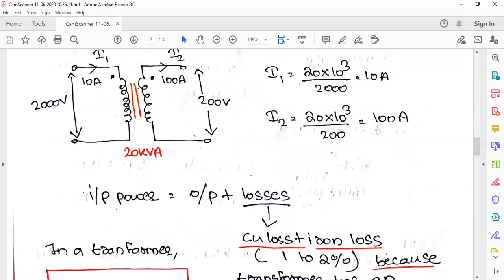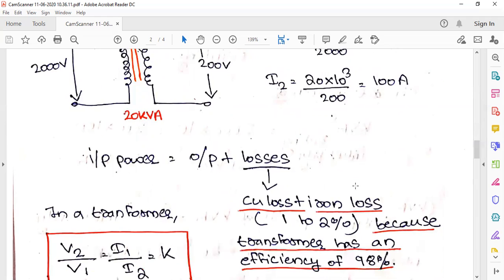You know input power is output plus loss, and efficiency has already been studied. The losses are copper loss and iron loss, which will be just 1 to 2%, because the key point is that a transformer has an efficiency of 98%.